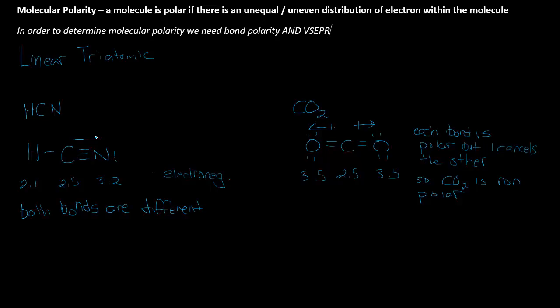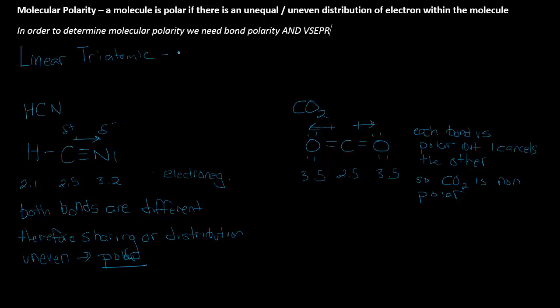HCN, just by inspection alone, I can say, well, the two bonds coming off of carbon are different because they're to different elements. This automatically is going to result in an uneven distribution of electrons throughout this molecule. This is a polar molecule. Unsymmetrical, non-symmetrical, however you want to describe it, is a polar molecule.